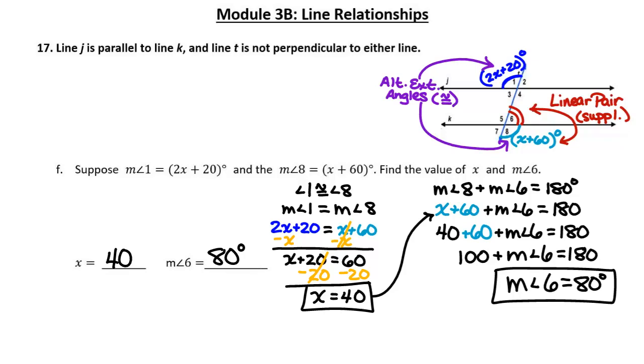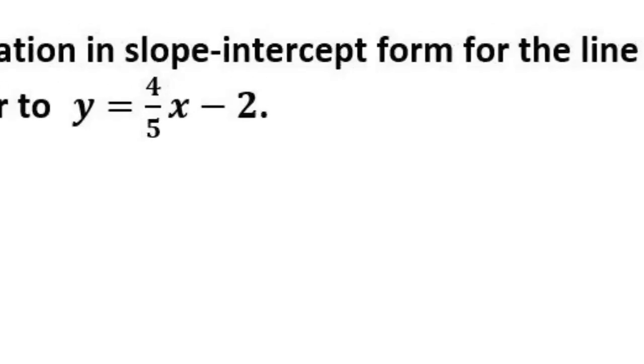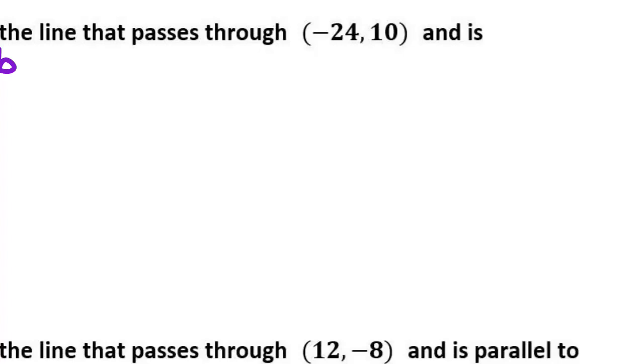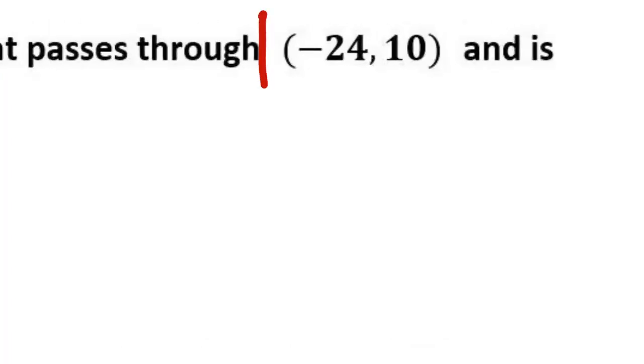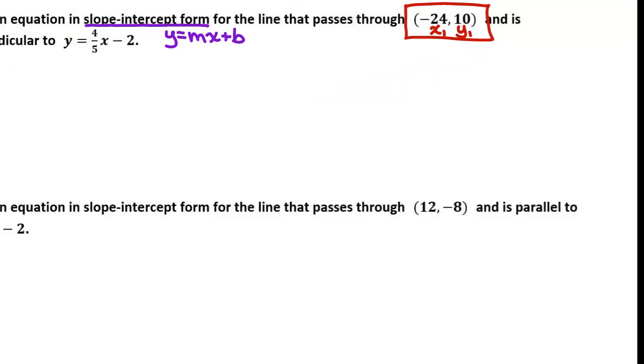What else would you guys like to see? Number 19, absolutely. Write an equation in slope-intercept form. Slope-intercept form is y equals mx plus b for the line that passes through negative 2, 10. So here's my x and my y that it has to go through.